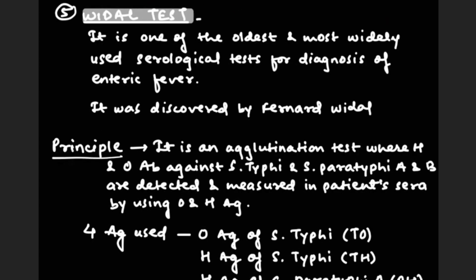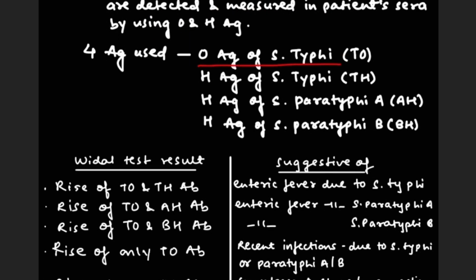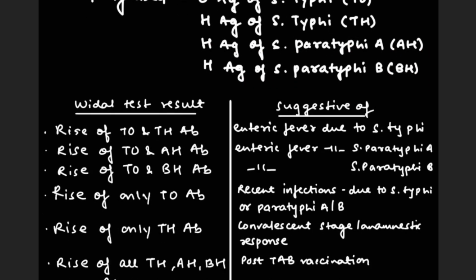Then the fifth one is the Widal test. It is one of the oldest and most widely used serological tests for the diagnosis of enteric fever. The principle of this test is agglutination: H and O antibodies against S. typhi and S. paratyphi A and B are detected and measured in the patient's sera by using O and H antigens. Four antigens are used, that is O antigen of S. typhi, that is TO, then H antigen of S. typhi, that is TH, then H antigen of S. paratyphi A, that is AH, and H antigen of S. paratyphi B, that is BH. Now we are going to see about Widal test results and their suggestions.